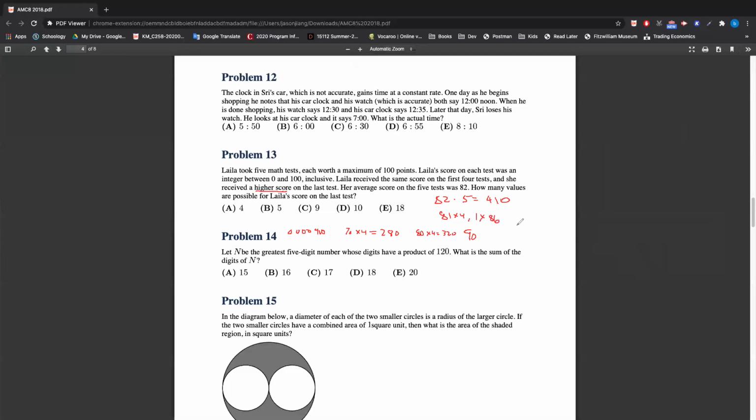Okay, so now we just have to find the lower bound for her tests. Her lower bound is going to be when she scores 100 in the last test, and that would mean the lowest score for all the other tests. So if we subtract 100, we'll get 310. And if we divide by 4 to get the score for each individual test, that would leave us with 77.5.